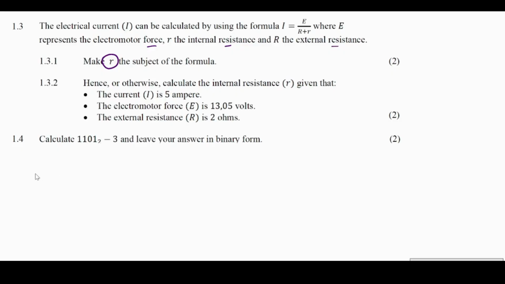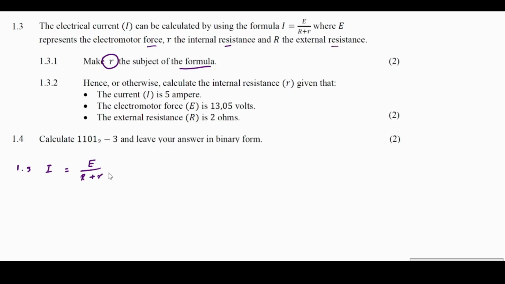Okay, let's rewrite that equation. In 1.3, we have I equal to E divided by R plus small letter r. We're looking for this r here to be the subject of the formula. When they say make something the subject of the formula, it's like they're asking you to solve for that r. So we're going to solve for r in terms of E, R and I, basically.